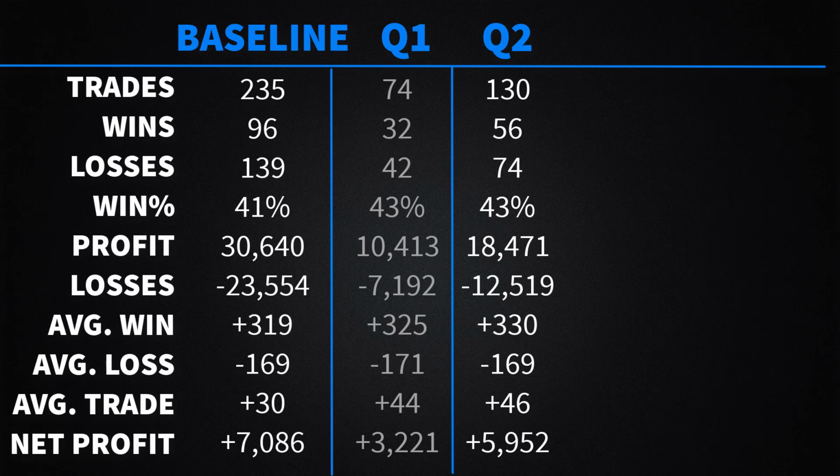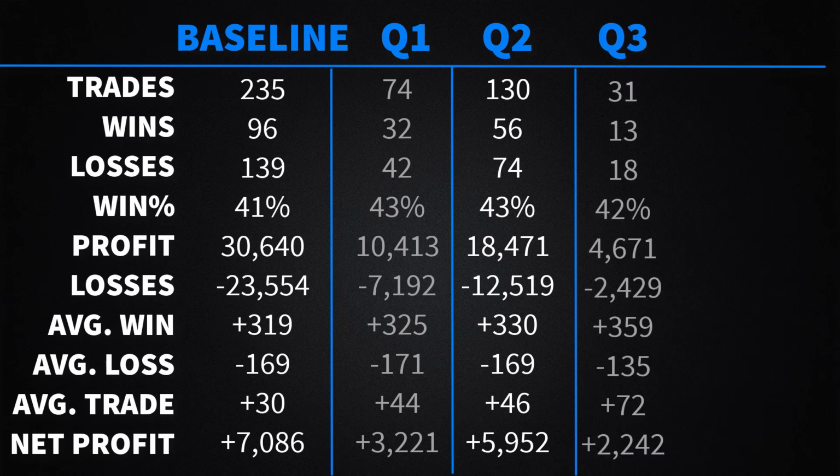I kind of knew this one wasn't going to work, but I did it anyway. This was kind of like a double qualifier, combining qualifier number one and qualifier number two. And that chopped everything down to about 31 trades total. 13 wins, 18 losses, win percentage still didn't change. Didn't really do anything to help the system. Basically, it was a waste of time, but I was curious about it, and now I know for sure that it doesn't make a difference.